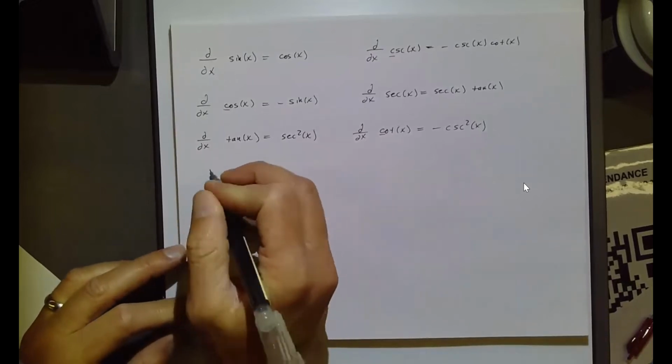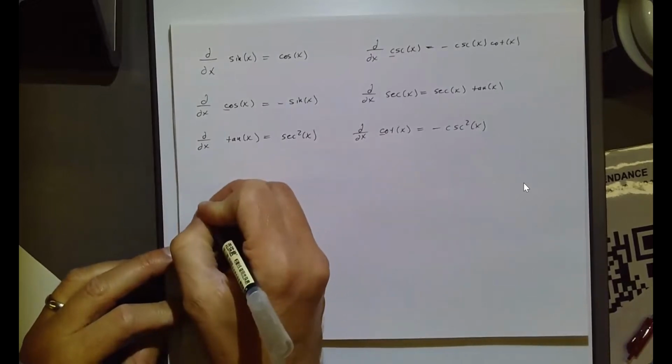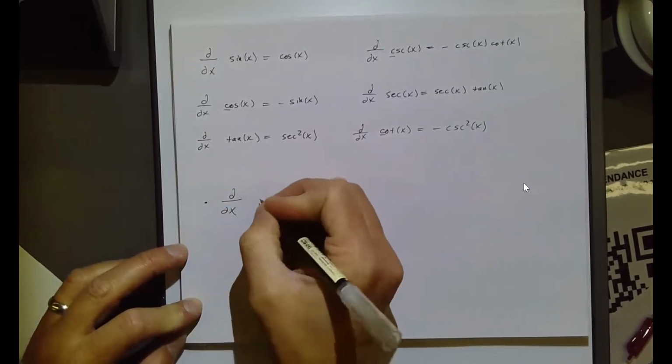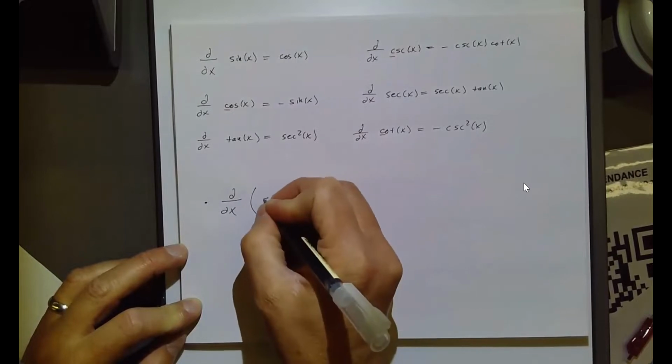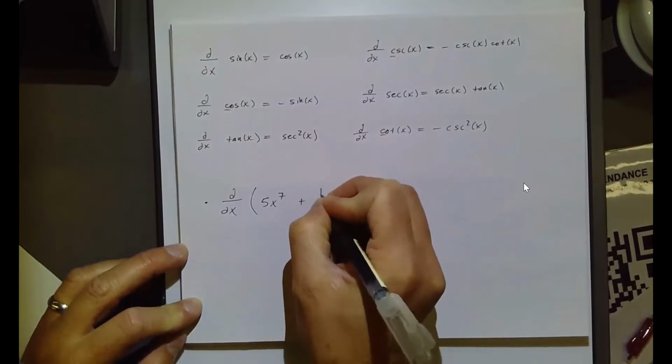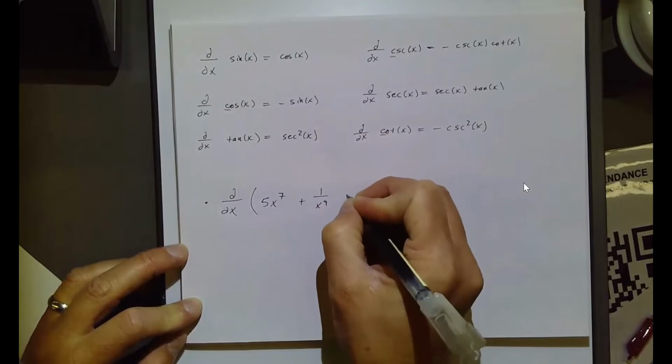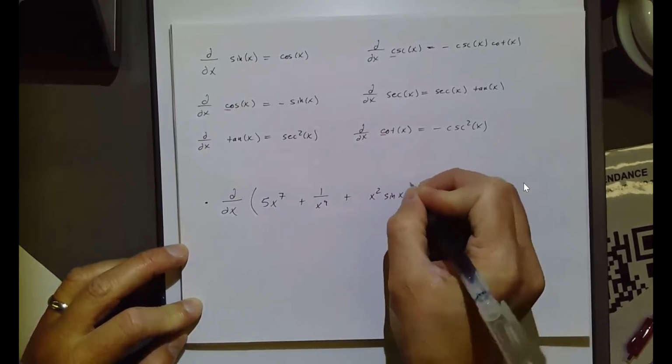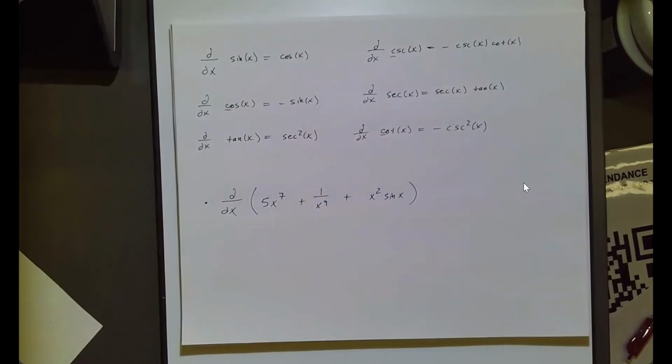So let me have you guys do a problem. Why don't you try this one? Find the derivative of 5x to the 7th plus 1 over x to the 9th plus x squared sine of x. And yes, that is a 9.